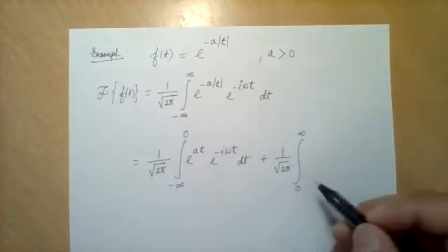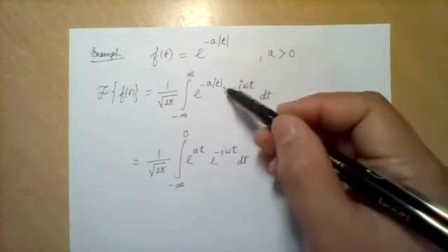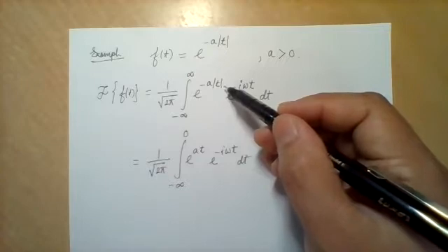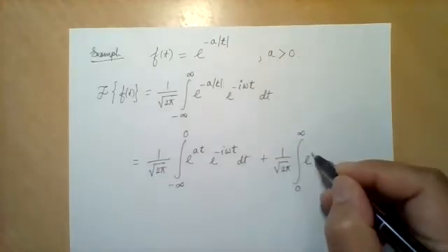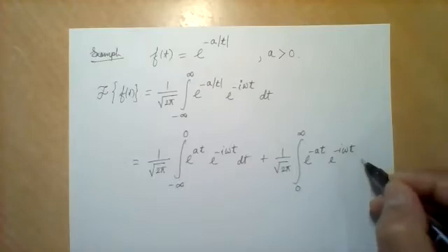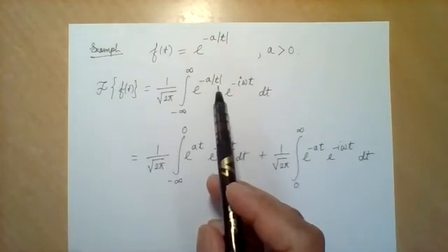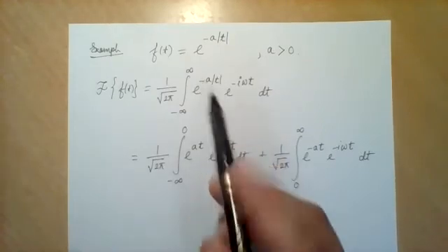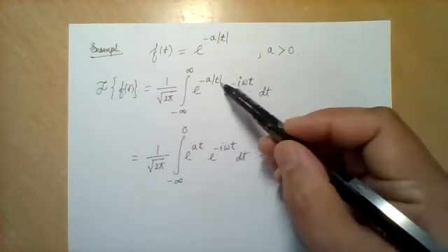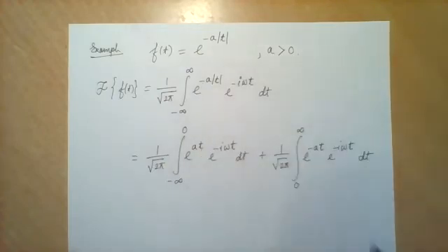Next, let us consider the range 0 to infinity. Here t is a positive number, and if we take the modulus of a positive number t, then that is simply equal to t itself. So this becomes e to the power minus a t, e to the power minus i omega t dt. The important point is that if t is negative, modulus t is minus t, and this minus and minus become plus. And when t is positive, modulus t is simply equal to t, and this minus is from this minus sign.